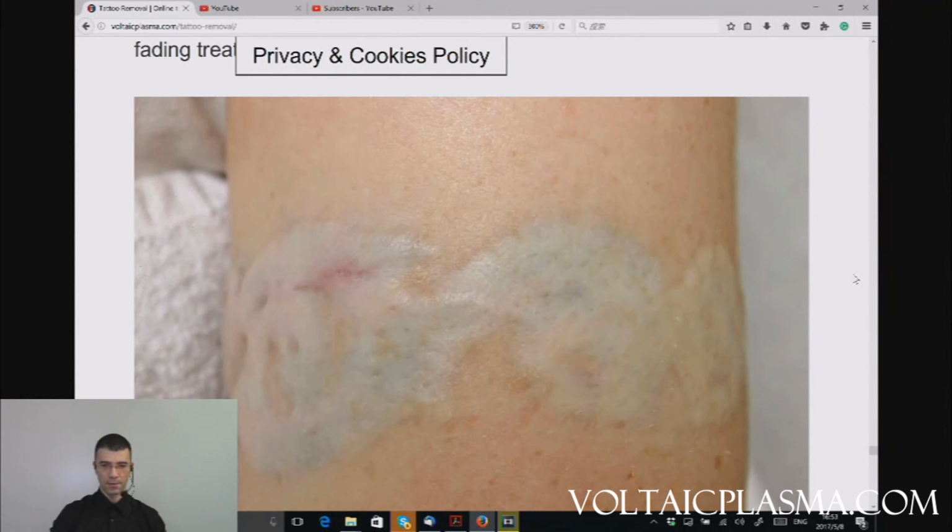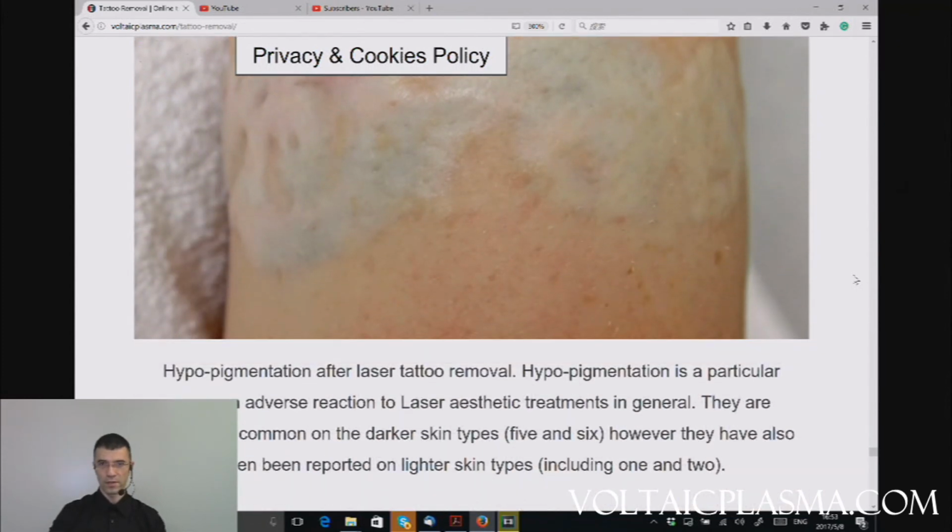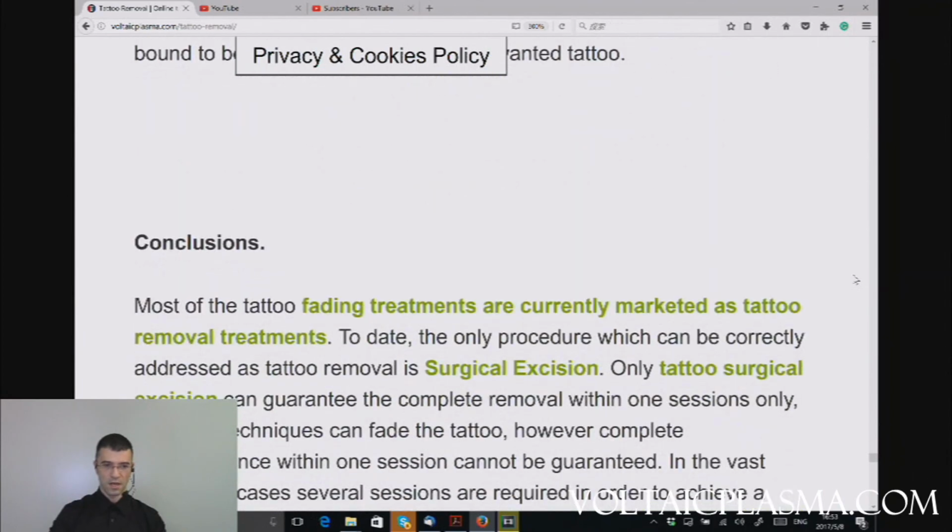Hypopigmentation normally happens after a number of laser tattoo removal sessions, and sometimes cannot be avoided, and has got to be expected. We've seen several of these hypopigmentation cases, as well as keloidal formation and so on.